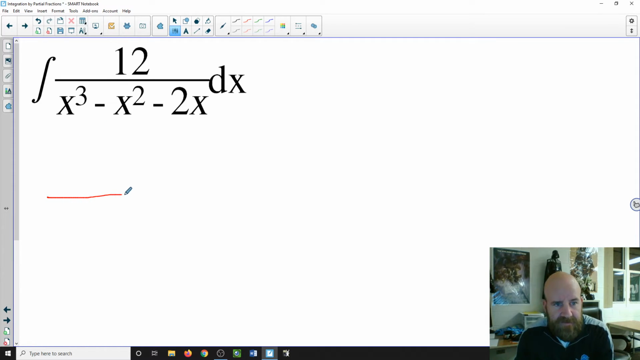So let's go ahead and factor this out. So we know we can take an x out of all of these. Remember, whenever we're factoring, we start with greatest common factor first. So I would take an x out front, and we're going to be left with x squared minus x minus 2. So we can factor that out to be x minus 2 and x plus 1.